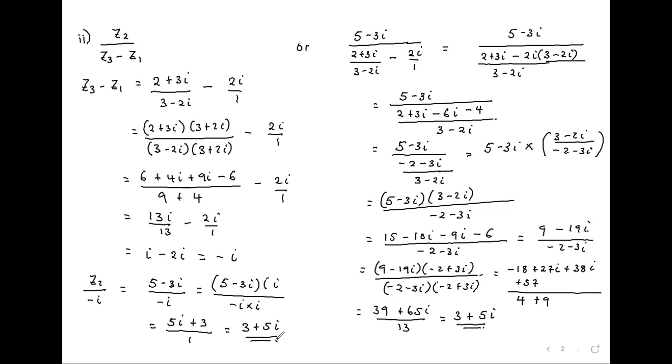Then let's look at the last one. Part 3. Part 3, find the root of Z1. This is the same thing as the root of, what is Z1? Z1 is 2i. Now this is a complex number.